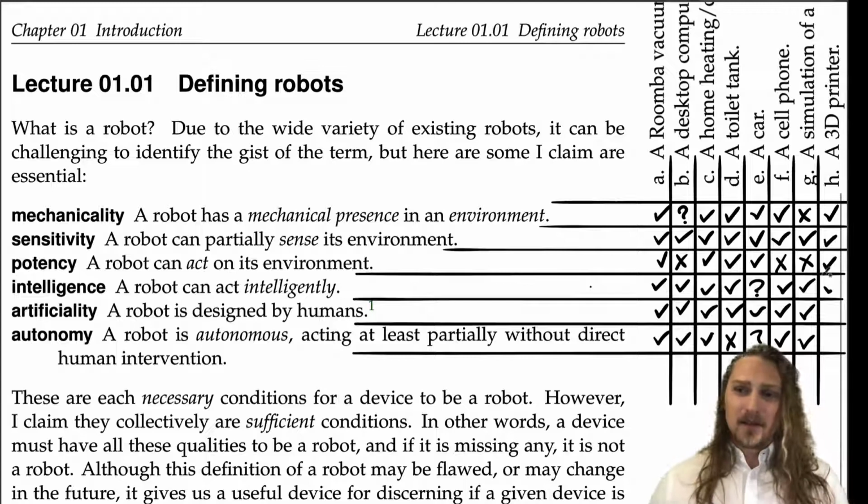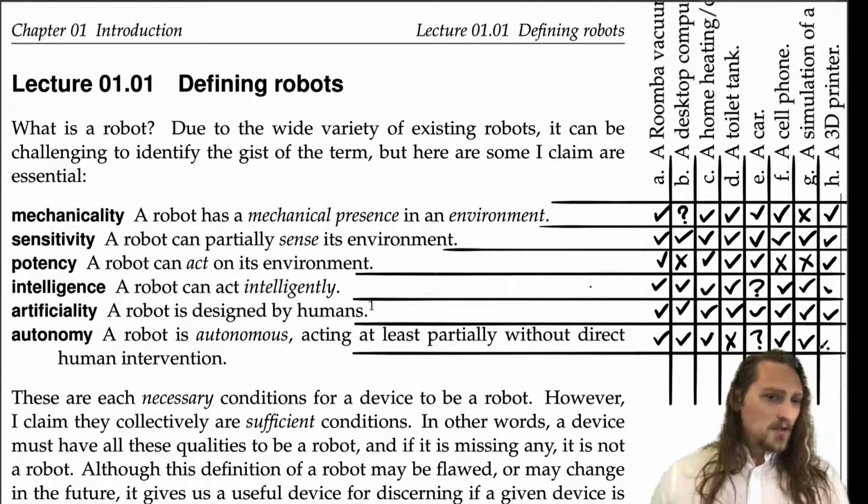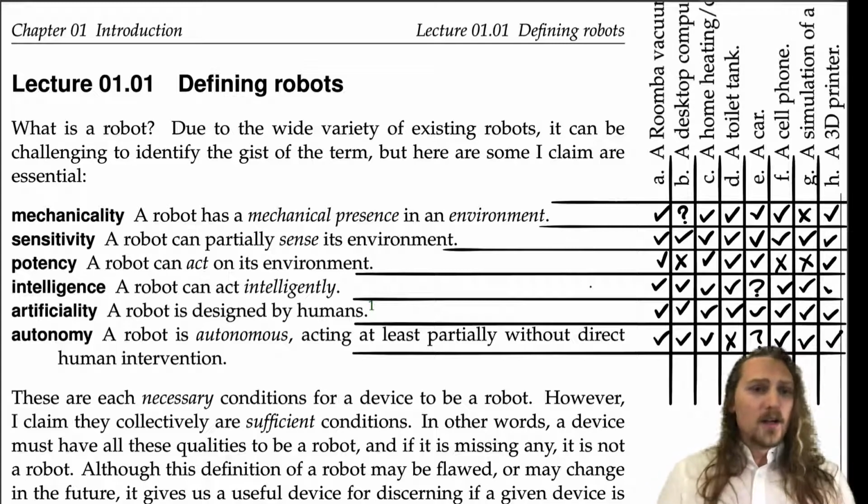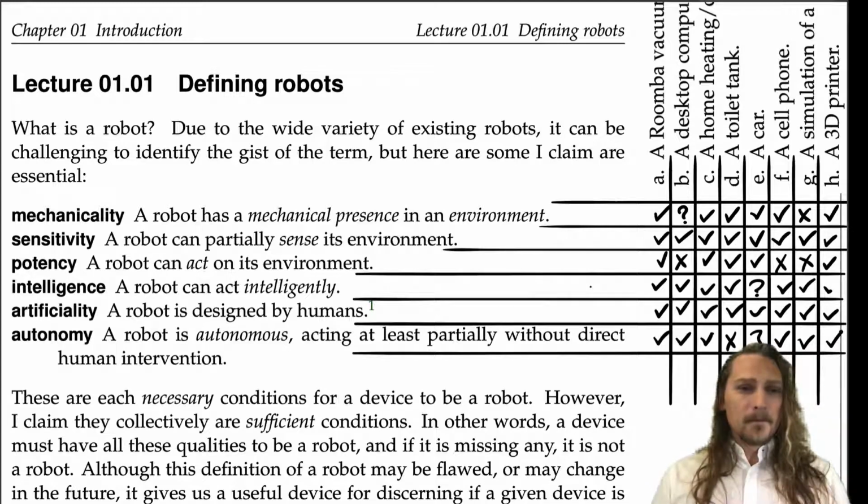Artificiality, certainly artificial, and autonomy. Yeah, it is pretty autonomous. You just tell it to print this piece, you give it the instruction, and it will go about and do it without your intervention. You don't have to tell the head where to go. It will do that. So yeah, it's pretty much a robot.